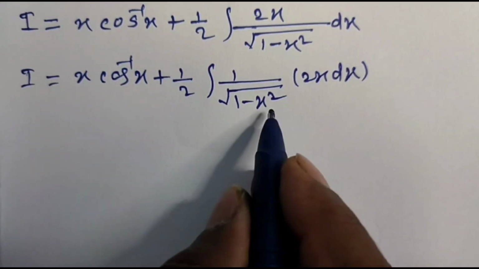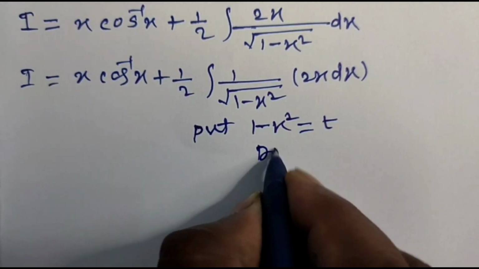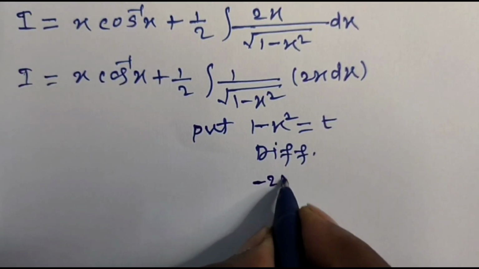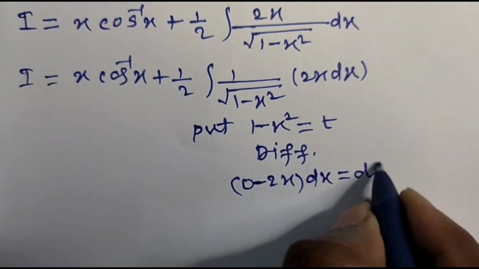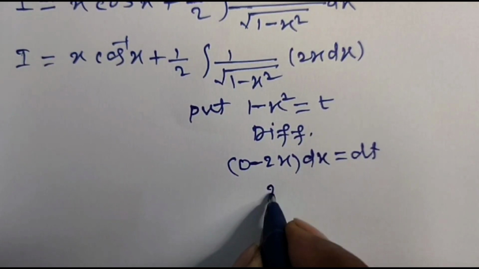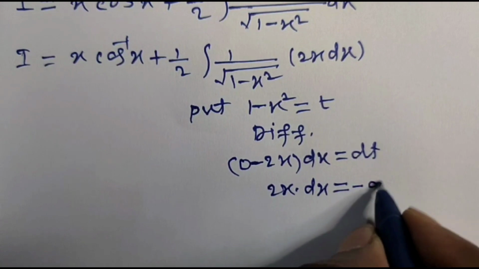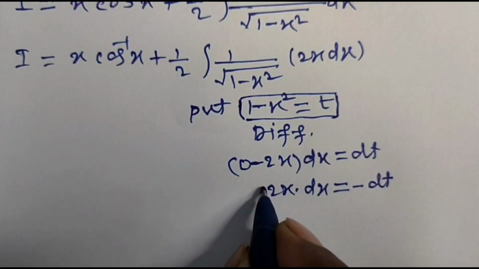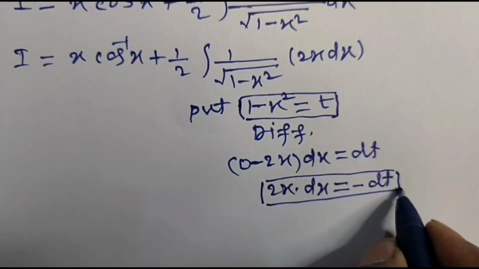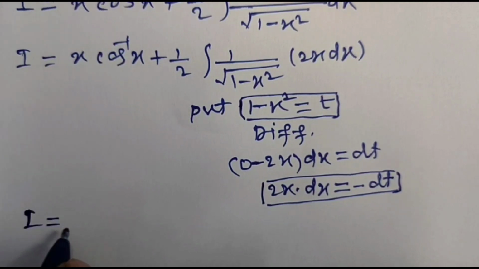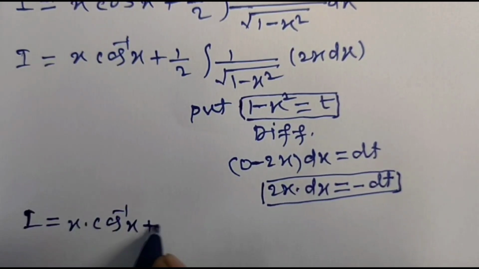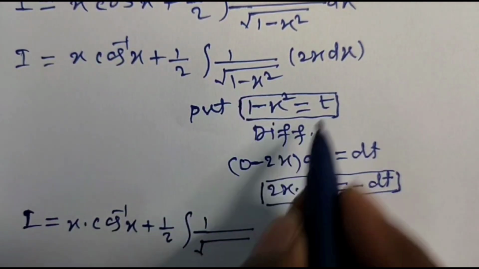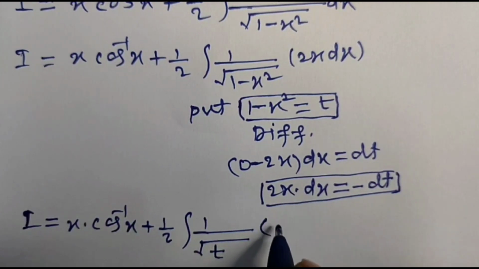Substitute 1 minus x square is equal to t. Differentiate this. The derivative of 1 is 0, minus the derivative of x square is 2x, so minus 2x dx is equal to dt. We want 2x dx. Hence 2x dx is equal to minus dt. Put here, we are replacing 1 minus x square by t and 2x dx by minus dt in the given integral. Hence, I is equal to x into cos inverse x plus 1 by 2 integral of 1 upon square root of t, and 2x dx is minus dt.